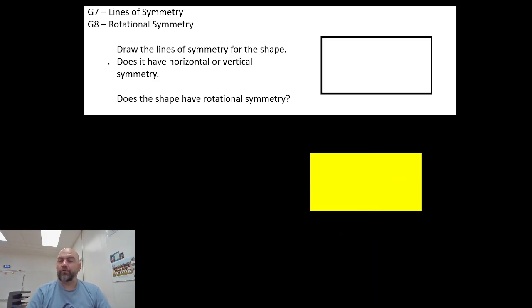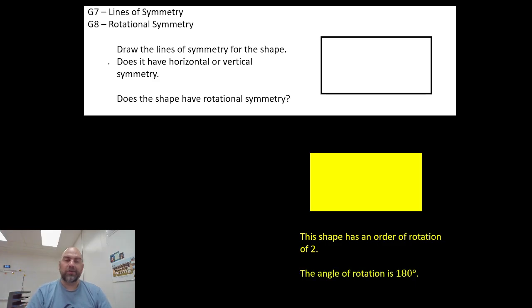Now, does it have rotational symmetry? Yes, it does. Okay, we can rotate this twice. It has an order of rotation of 2, so we can rotate it 1 time around so that it matches up that horizontal shape again, and then the second time around, it's going to come back to the original shape. And that tells us that it has an angle of rotation of 180 degrees. Sorry, I didn't have the animation of this one flipping around. You're just going to have to trust me on that, or try it yourself when it comes to a rectangle.